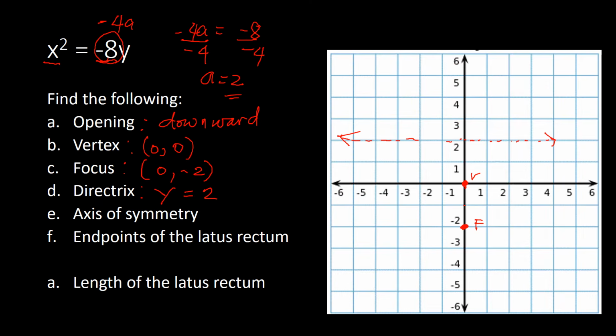Next one is the axis of symmetry. From the vertex and focus, the line will pass through those 2 points, and that will be our axis of symmetry. Since this is a line, we are going to formulate the equation. Our line there cuts through the x-axis at 0, so x equal to 0 should be our axis of symmetry.